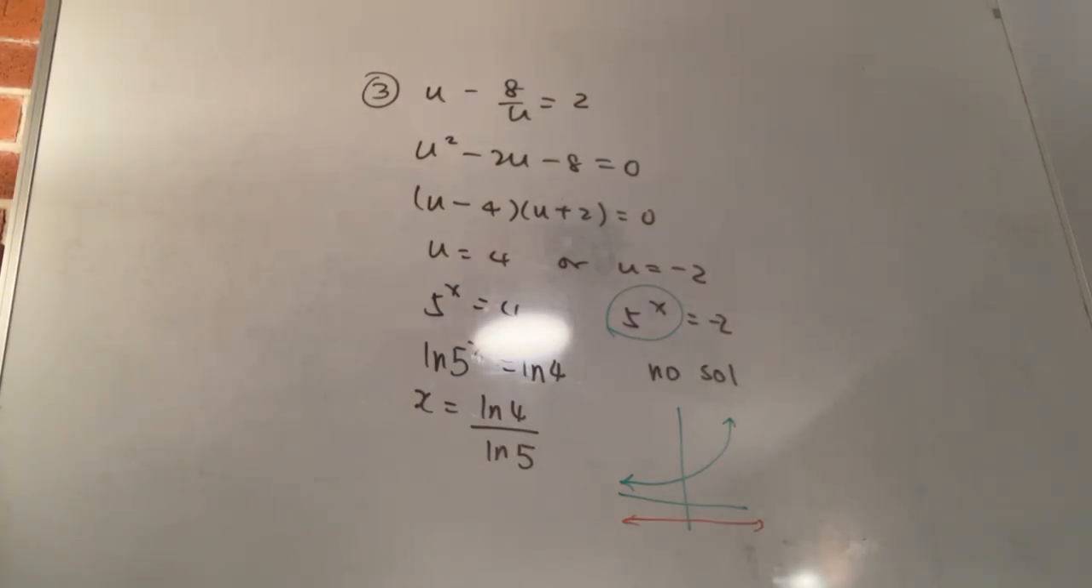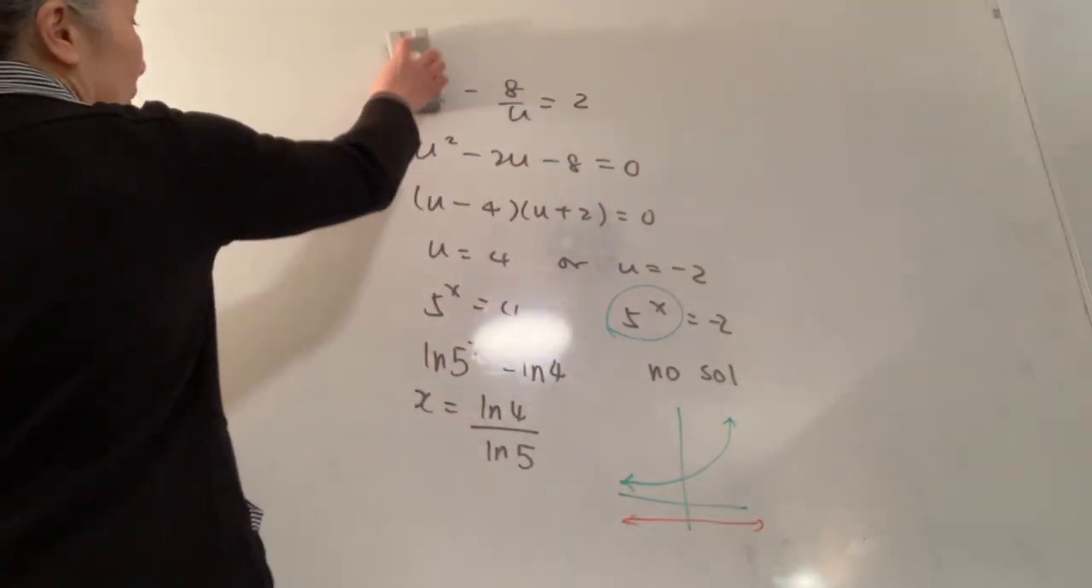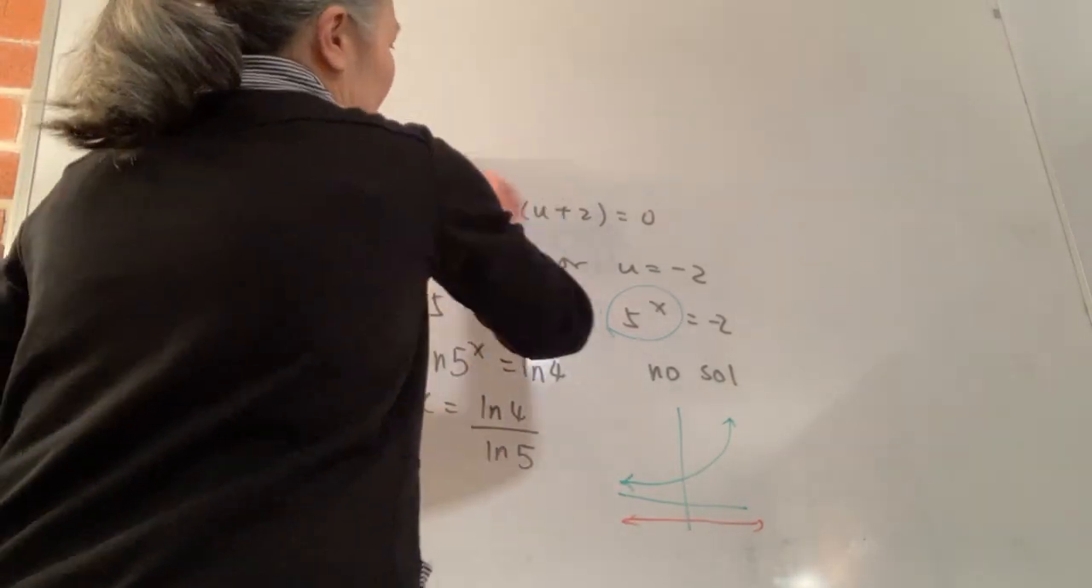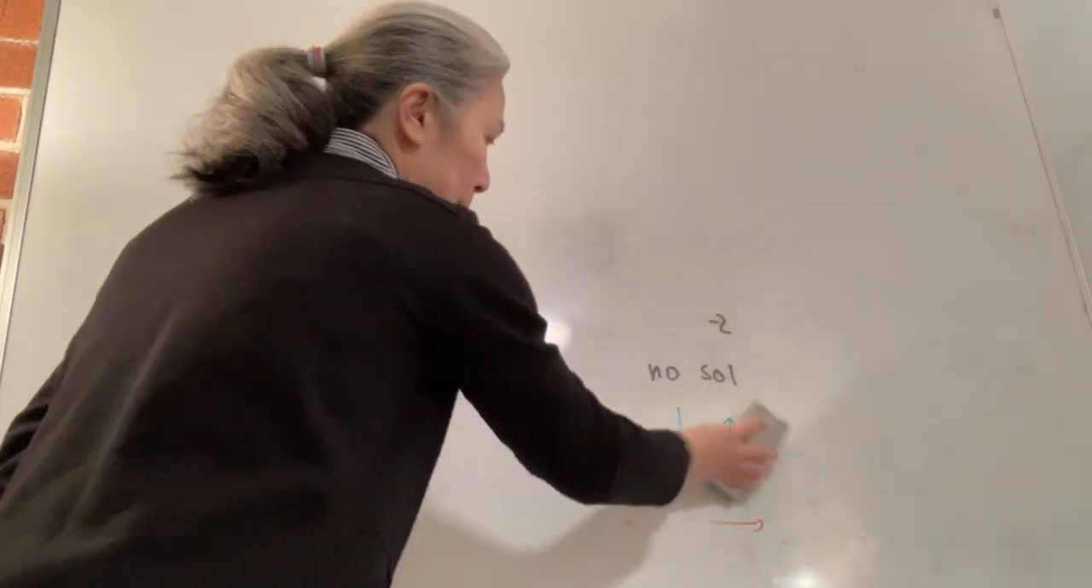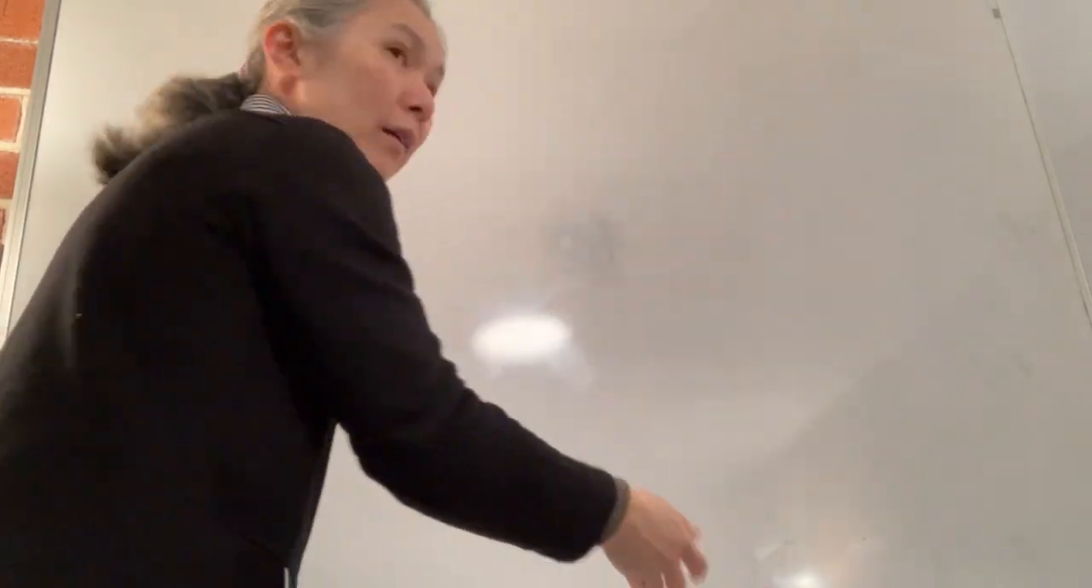F of G of 3. Where is G of 3? G of 3 gives you 2. So that means replace the G of 3 as 2, meaning F of 2 is equal to 5. Is that right? Yeah. Do you just leave it at log 4 over log 5? You can put it in the calculator. Okay, because the answer is just log 4.